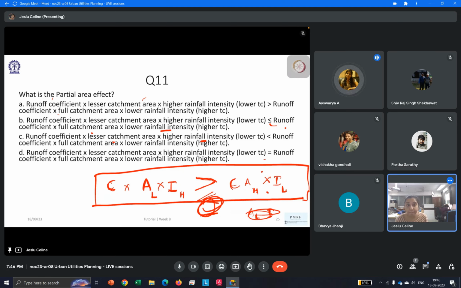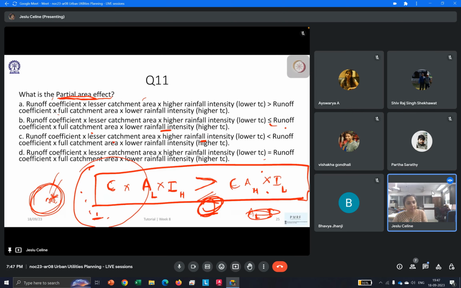Less catchment area with a high rainfall intensity will be greater. Very good, yes, so this we have learned. This is called partial area effect, which is what is asked in the question. It says that if you have a small region and the rainfall intensity is very high, there are chances that the runoff can be higher than having a higher catchment area but low rainfall intensity, which means the rain is being scattered here and there.